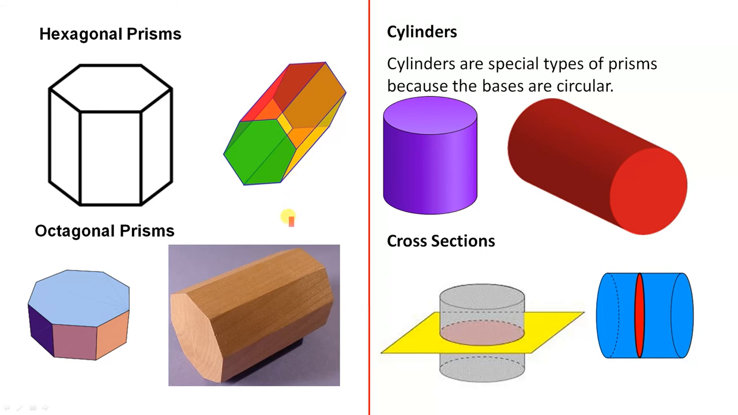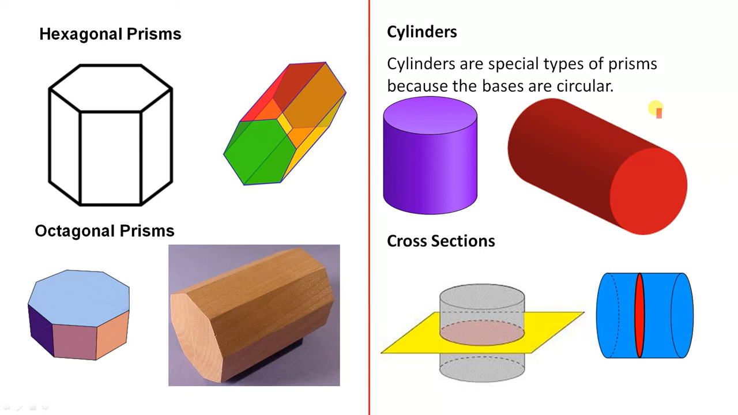The same with the octagonal prism. Now remember, the octagon has 8 sides. Here's a piece of wood, so that's an example of an octagonal prism in real life, and they can be cut perfectly parallel to the base, and the cross sections are the same.